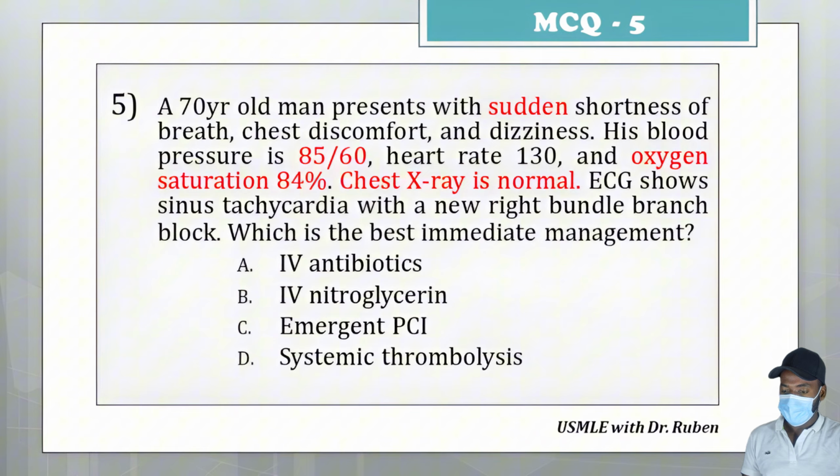Question 5. A 70-year-old man presents with sudden shortness of breath, chest discomfort, and dizziness. His blood pressure is 85/60, heart rate is 130, and oxygen saturation is 84%. Chest X-ray is normal. ECG shows sinus tachycardia with a new right bundle branch block. What is the best immediate management?